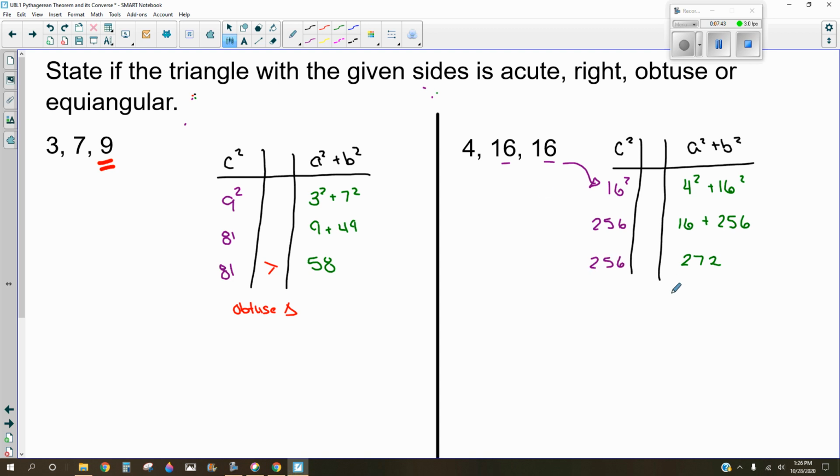Okay? So if we're comparing those two numbers, 272 is larger than 256. So C squared is smaller. It's the small side of the arrow here. So this is acute. Acute triangle.